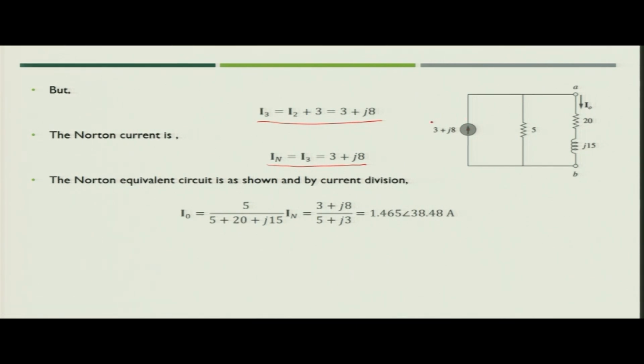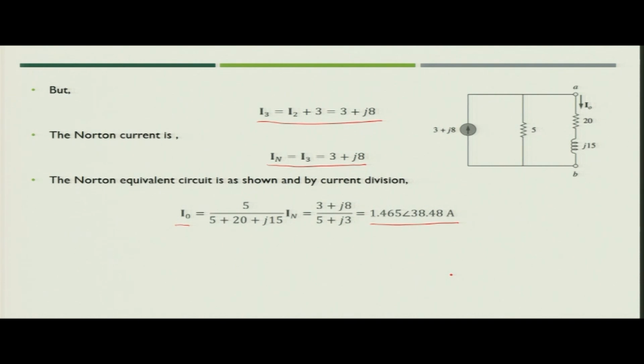So, you got now the Norton's equivalent. How you can write? You can write Norton's equivalent current, that is 3 plus J8, in parallel with Norton's equivalent impedance, that is 5, and then you connect now the load across AB, that is 20 plus J15. Now, you can find the value of I naught with the help of current division. So, you can say I naught is nothing but 5 divided by 5 plus 20 plus J15 into IN. IN is 3 plus J8. So, when you simplify, you get the value of current I naught.